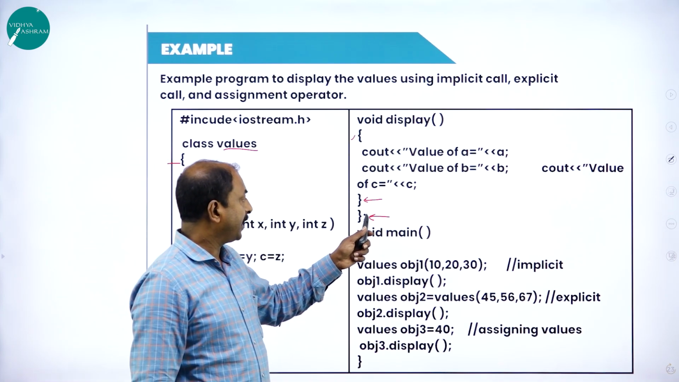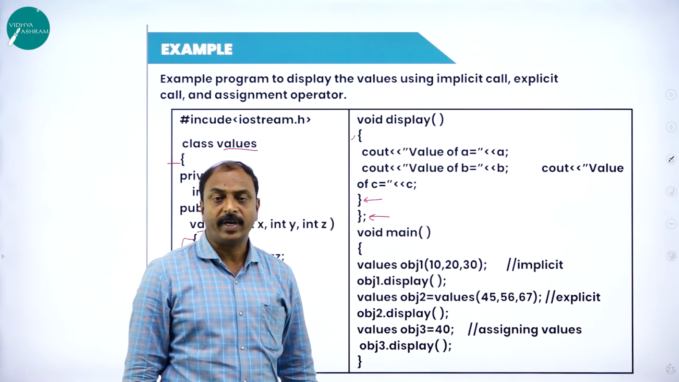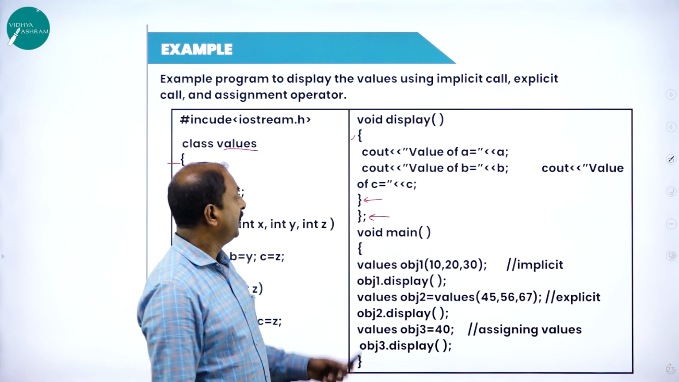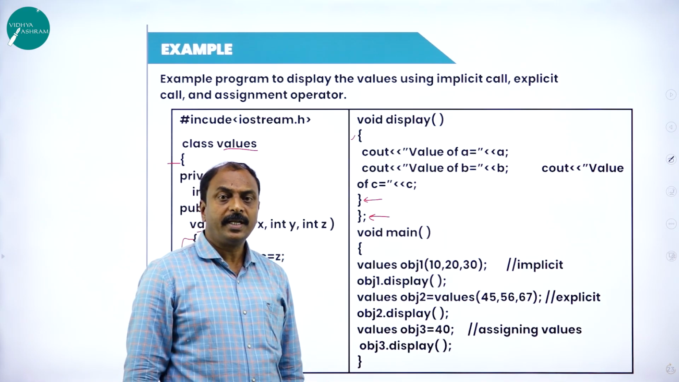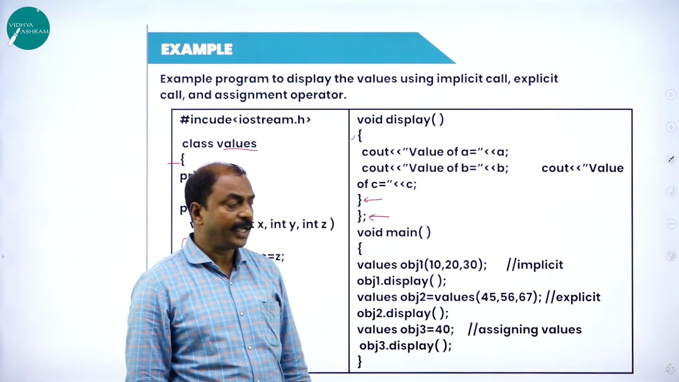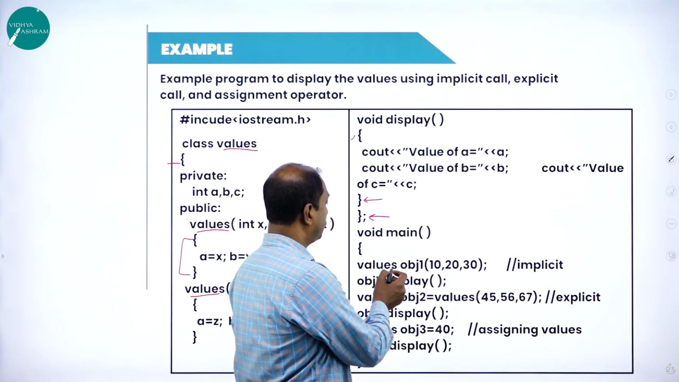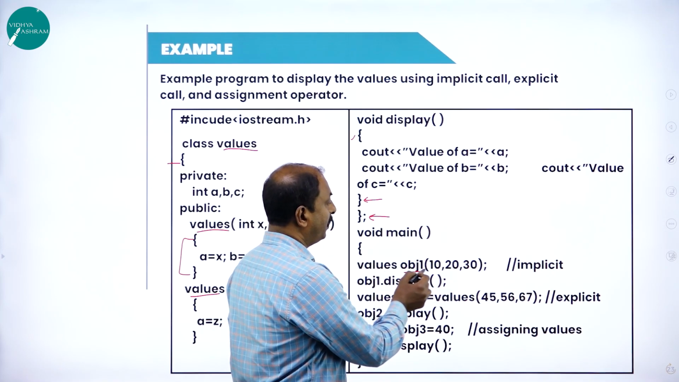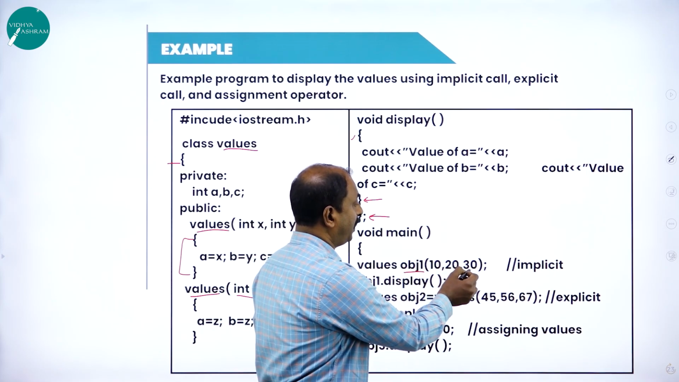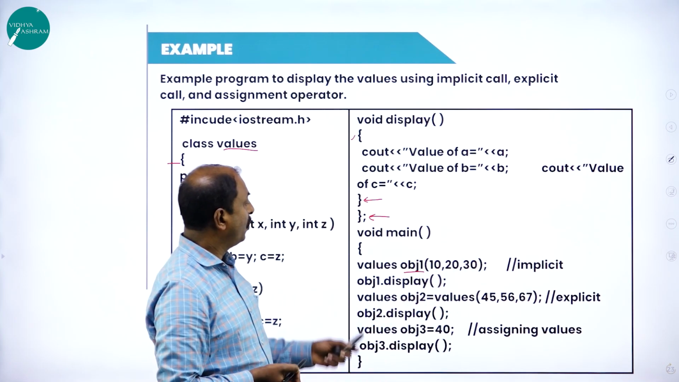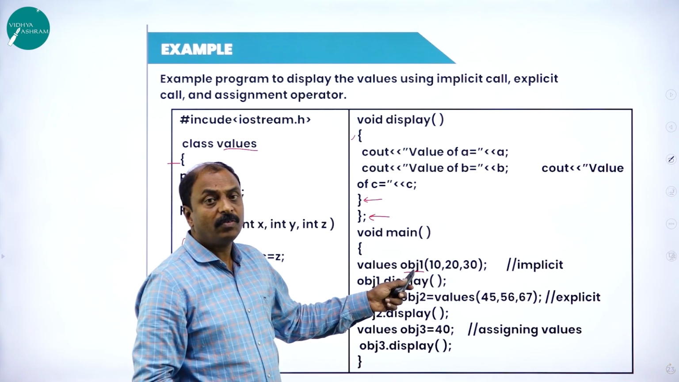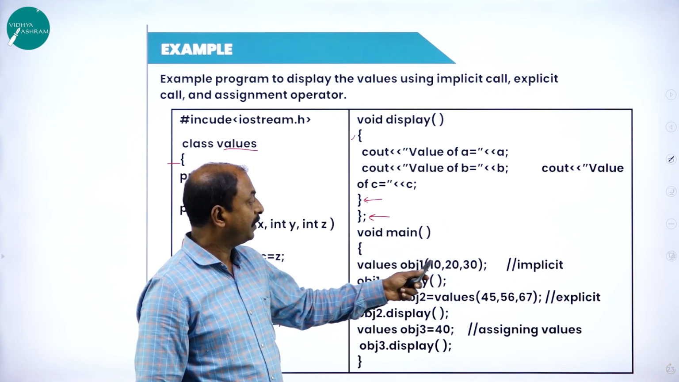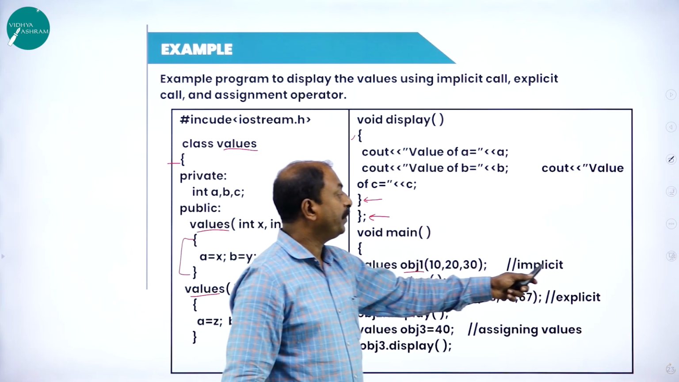Now, after closing the class, next we have to write the main function. Inside that, as usual, the first step is to create an object of a particular class. So here, values obj1 with values 10, 23, closing the bracket here. Values is name of a class, obj1 is name of an object, with the parameter. So this is implicit call.